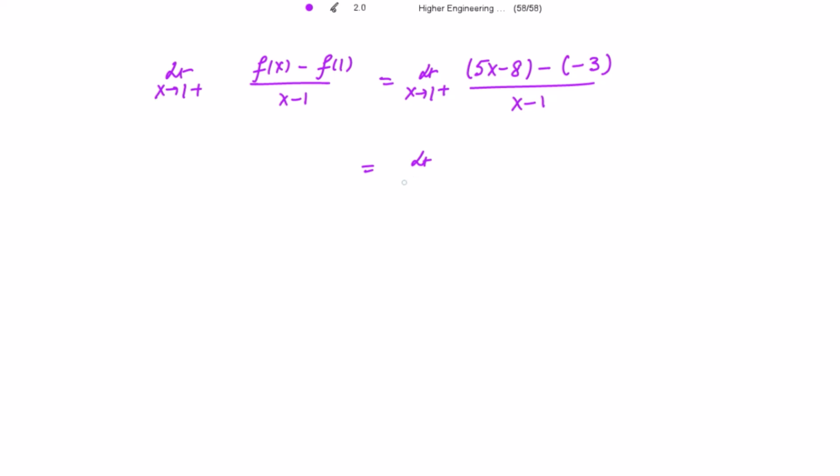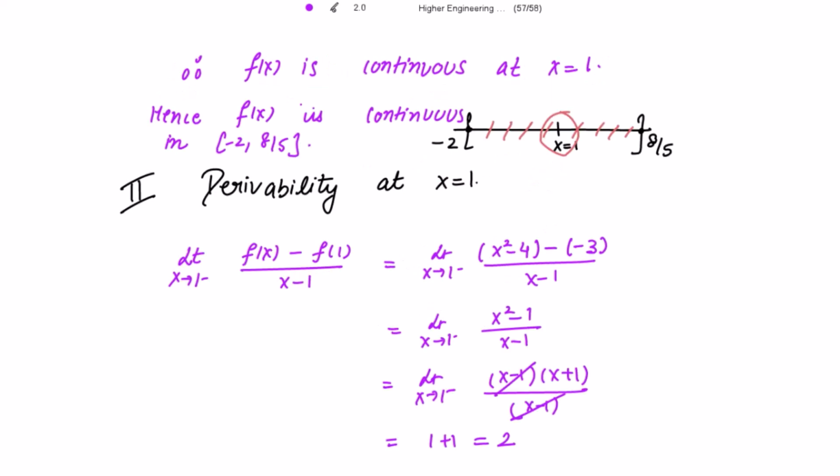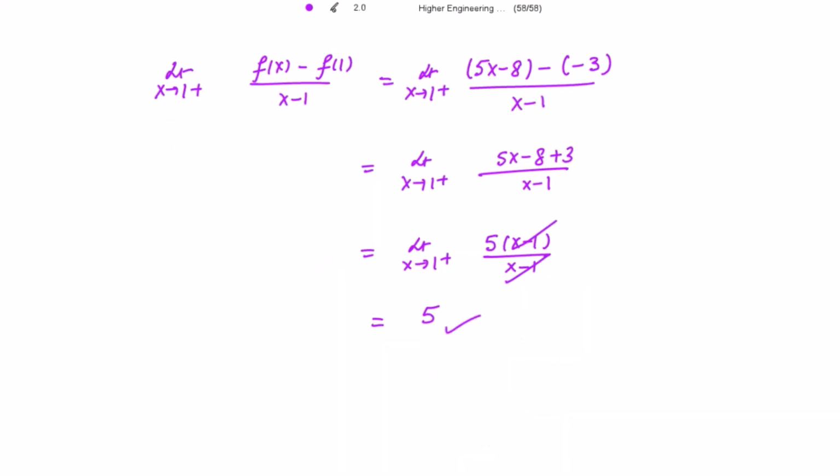So this is equal to the limit as x tends to 1 from the positive side of (5x − 8 + 3) divided by x − 1, that is (5x − 5) divided by (x − 1). From the numerator I can take 5 common, so this is 5(x − 1). These two cancel out, and we have this derivative equal to 5. And what is the left hand derivative? It is 2, and the right hand derivative is 5. So the left hand derivative is not equal to the right hand derivative. So the second condition of Rolle's theorem is not satisfied, right?